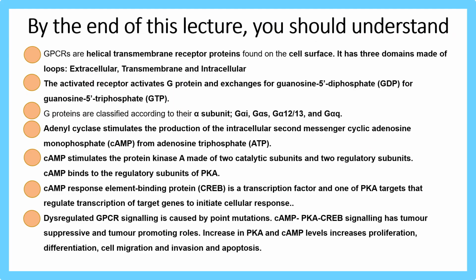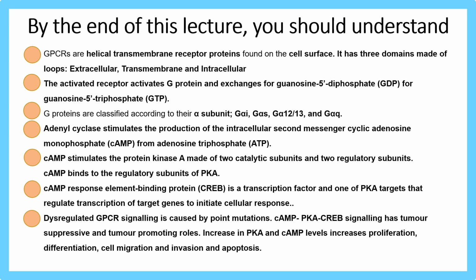So by the end of this lecture, what you should understand is GPCRs are helical transmembrane receptor proteins found on the cell surface. They have 3 domains: extracellular, transmembrane, and intracellular. The activated receptor activates G protein, and how? When you've got an exchange of GDP for GTP. The G proteins are classified based on the alpha subunit. Adenylyl cyclase stimulates the production of cAMP from ATP. cAMP then stimulates protein kinase A, made up of 2 catalytic subunits and 2 regulatory subunits. cAMP is what binds onto the regulatory subunit of PKA.